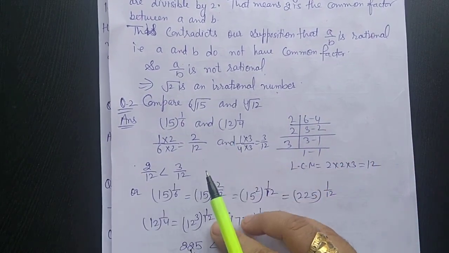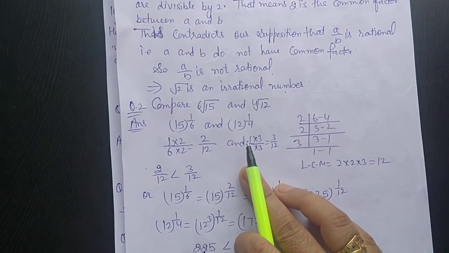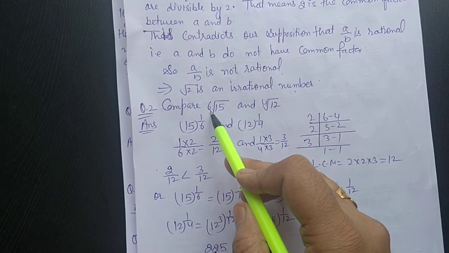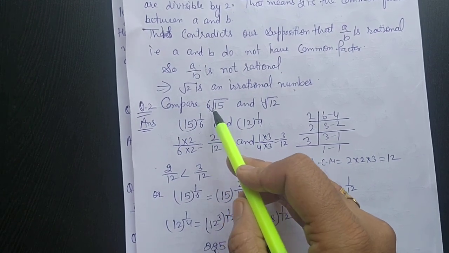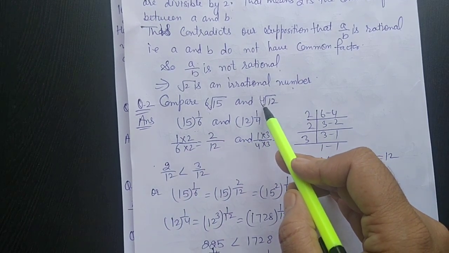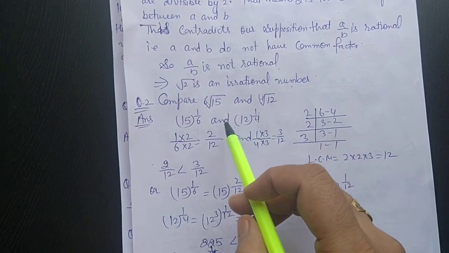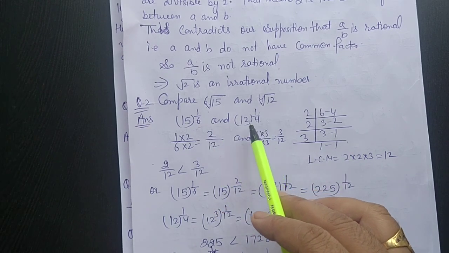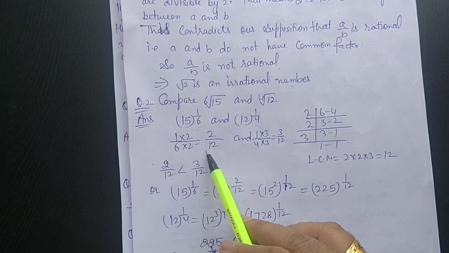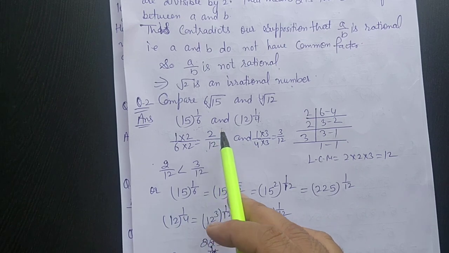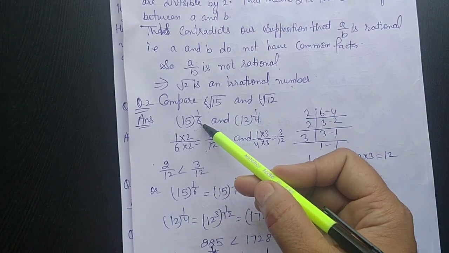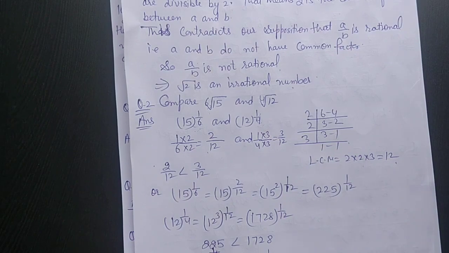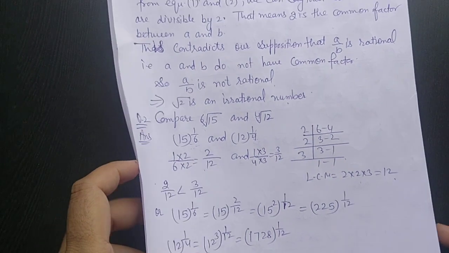Next question, comparison. Comparison I already explained to you. Whenever a square root number is given, write 1 upon that number. So here 4, so we will write 1 upon 4. Take the LCM of the denominators and make them equal rational numbers. The LCM is 12. After solving you will get the answer.